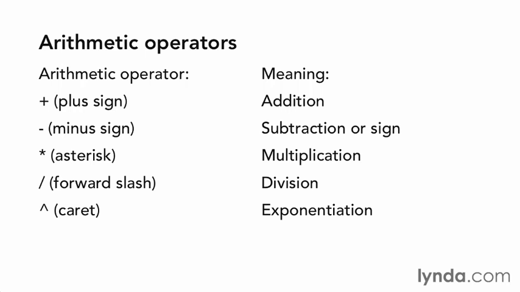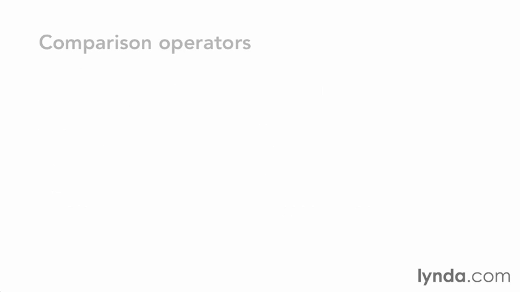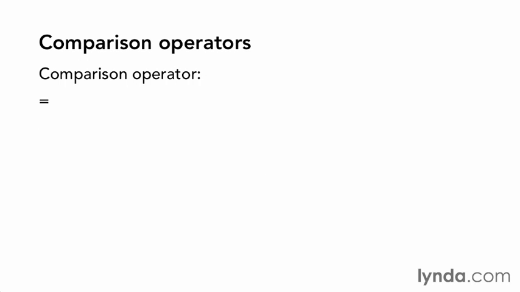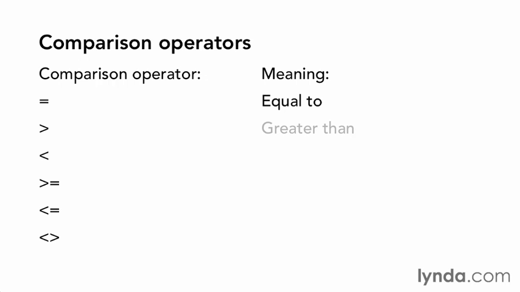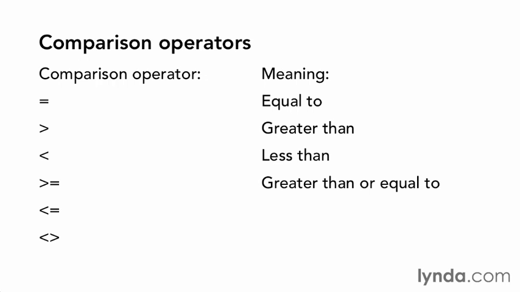So for example, if you want to indicate 2 to the third power, you would type 2, then a caret, and then the number 3. Next are the comparison operators. These are most likely also familiar to you. You have equal, greater than, less than, greater than or equal, less than or equal, or not equal to. Some languages use an exclamation point followed by an equal sign to indicate not equal to, but in DAX, which you use in Power Pivot for Excel 2013, you use the less than sign followed by a greater than sign.